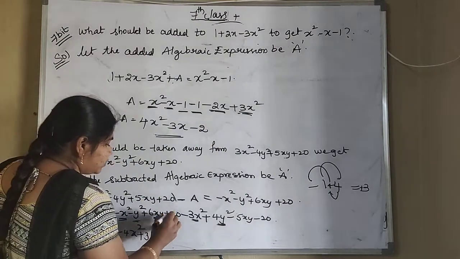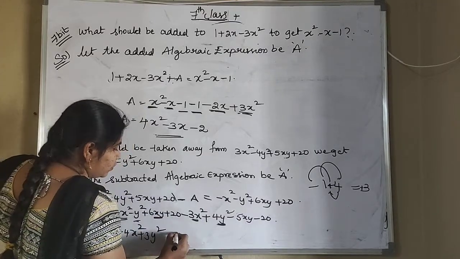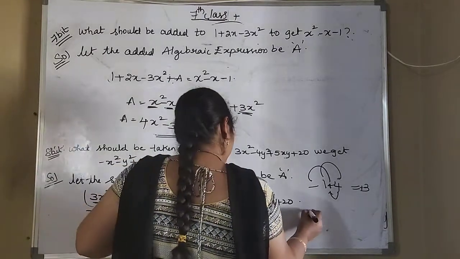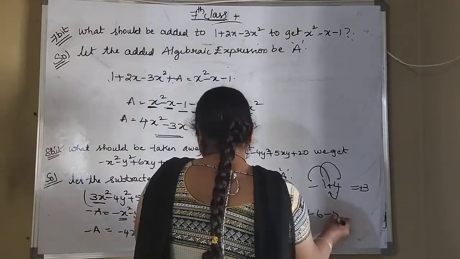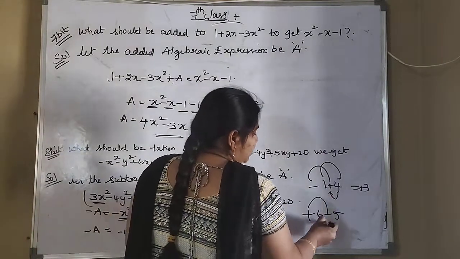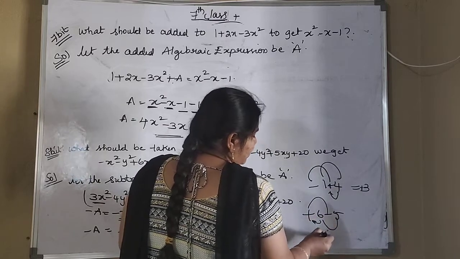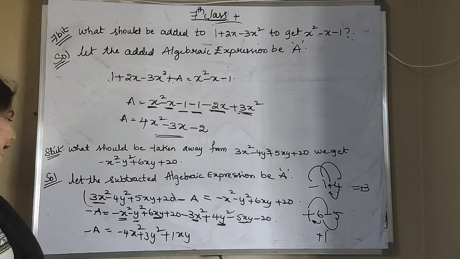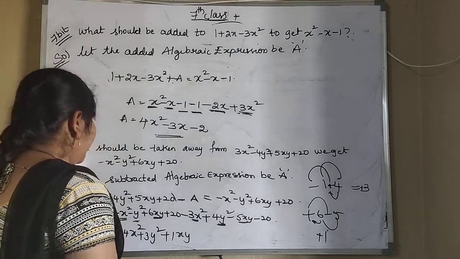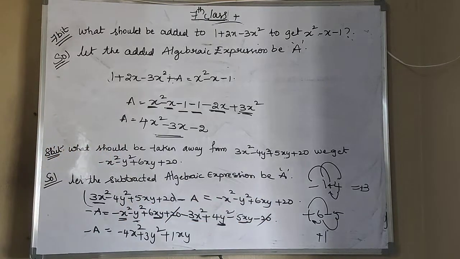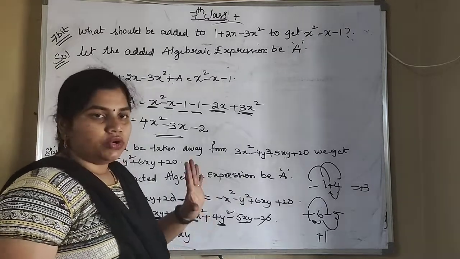Okay. Next is xy terms you see. Xy, xy. So what are the coefficients of xy? This is plus 6 and this is minus 5. Okay. So plus into minus will be minus. 6 minus 5 will be 1. Bigger number sign is plus. So you will get it as plus 1xy. Okay. Next, what is the next one? Next constant values. Plus 20 and minus 20 will be cancelled, because it will be equal to 0.